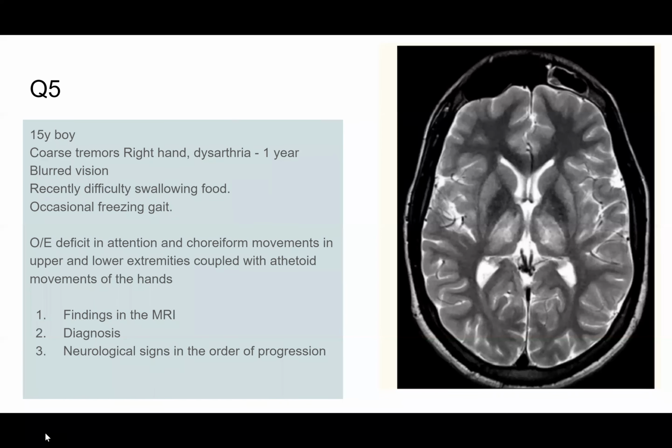So next question, 15-year-old boy. What is this? Tremors, dysarthria, blurred vision, recently difficulty, that is dysphagia, and occasional freezing gait. He has deficit in attention, he has choreiform movements and athetoid movements. Wilson's. Exactly. So this is Wilson's disease. So question is findings on the MRI. Bilateral basal ganglia hyperintensity.